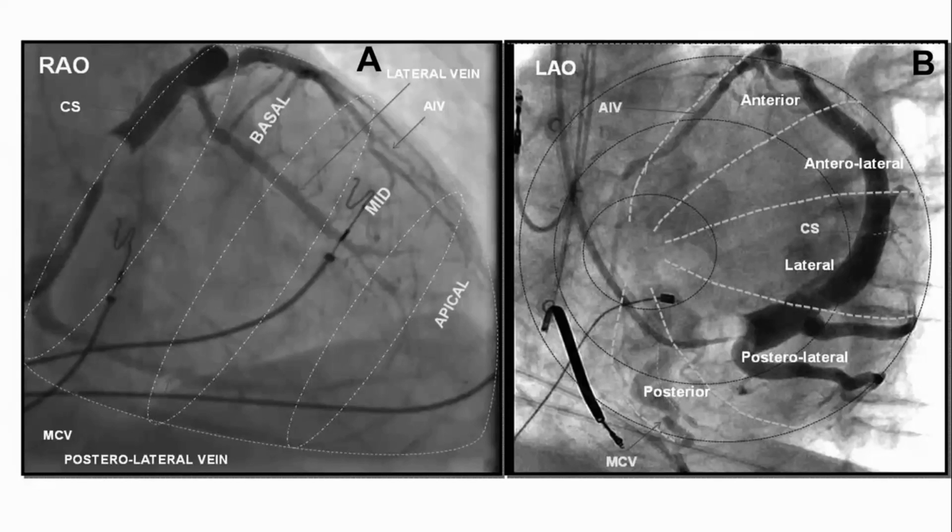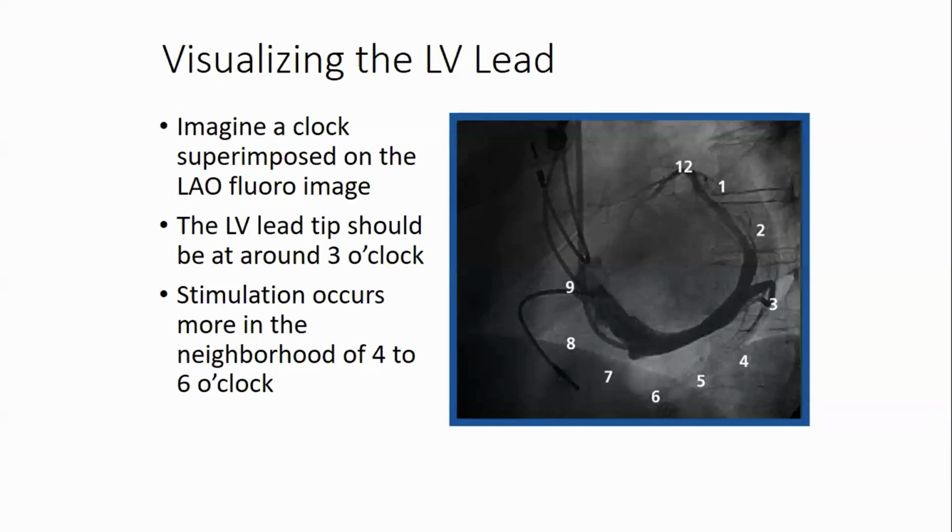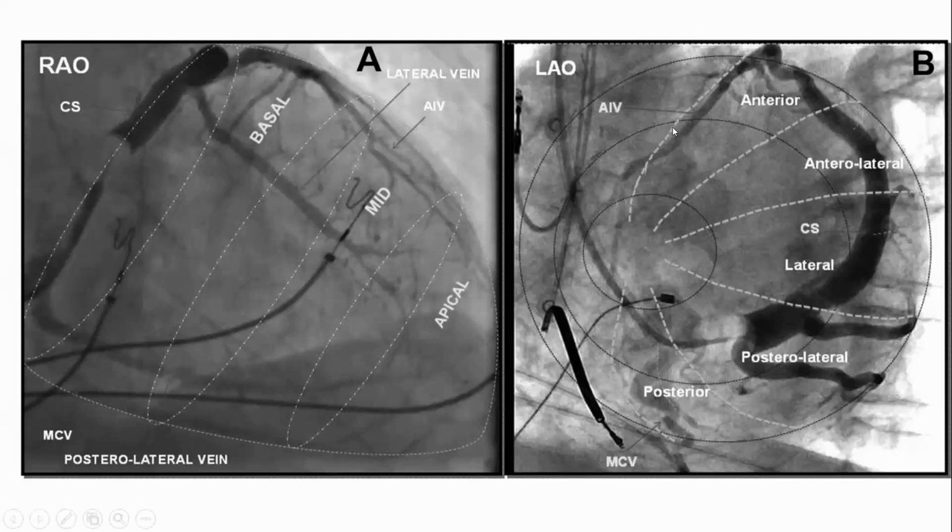So when we do our two views, now we can have a 3D understanding of the cardiac anatomy. And this helps us now divide the heart into a basal, mid, and apical position. And from the LAO, again, as we talked about, we have this anti-clockwise rotation that goes all the way from 6 o'clock to 12 o'clock, from posterior all the way to anterior. And the ideal location, as we said, is a basal to mid position in a posterolateral or a lateral position.